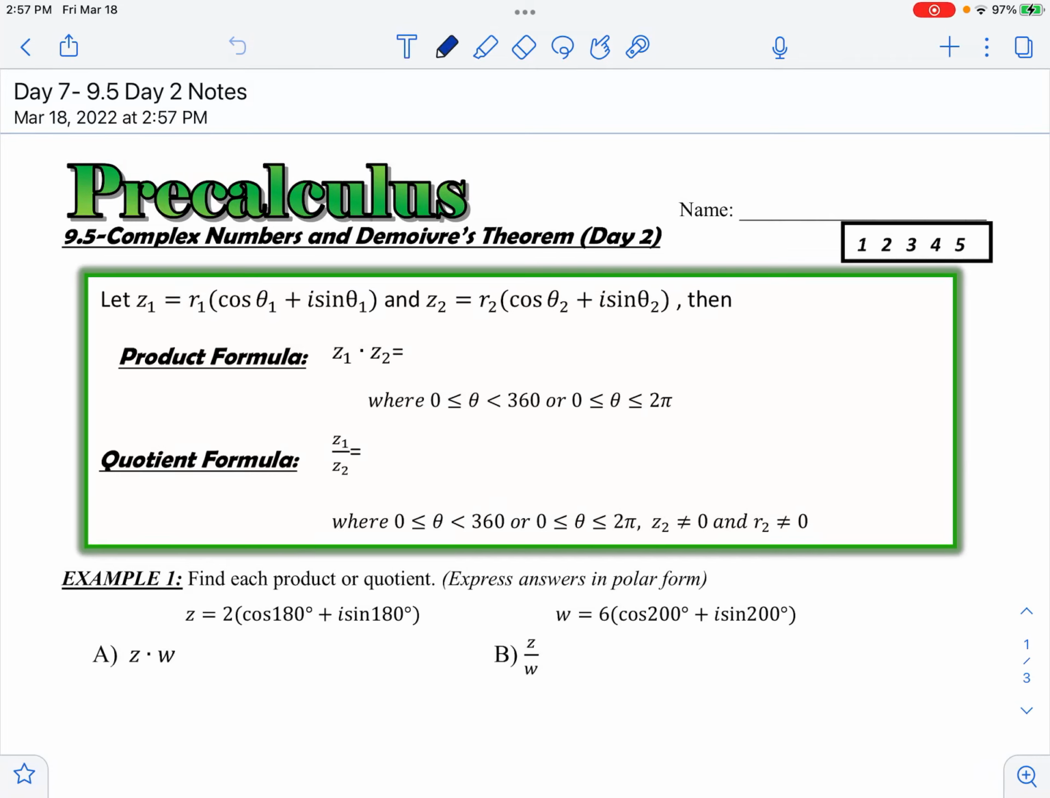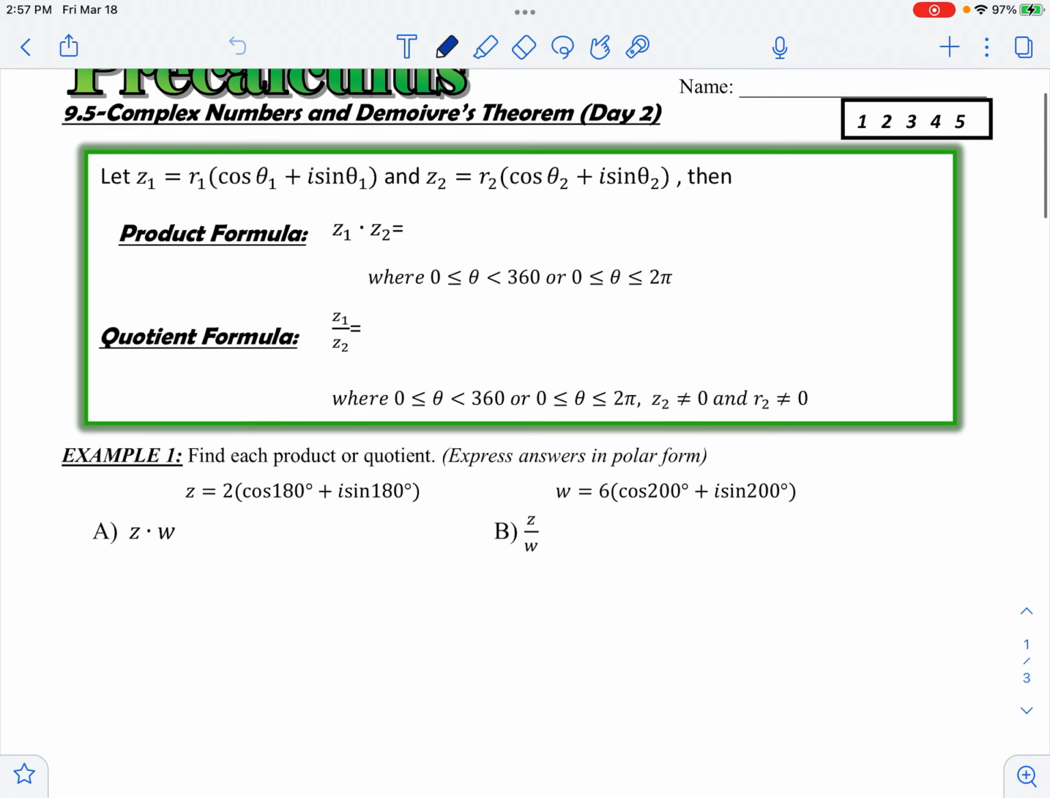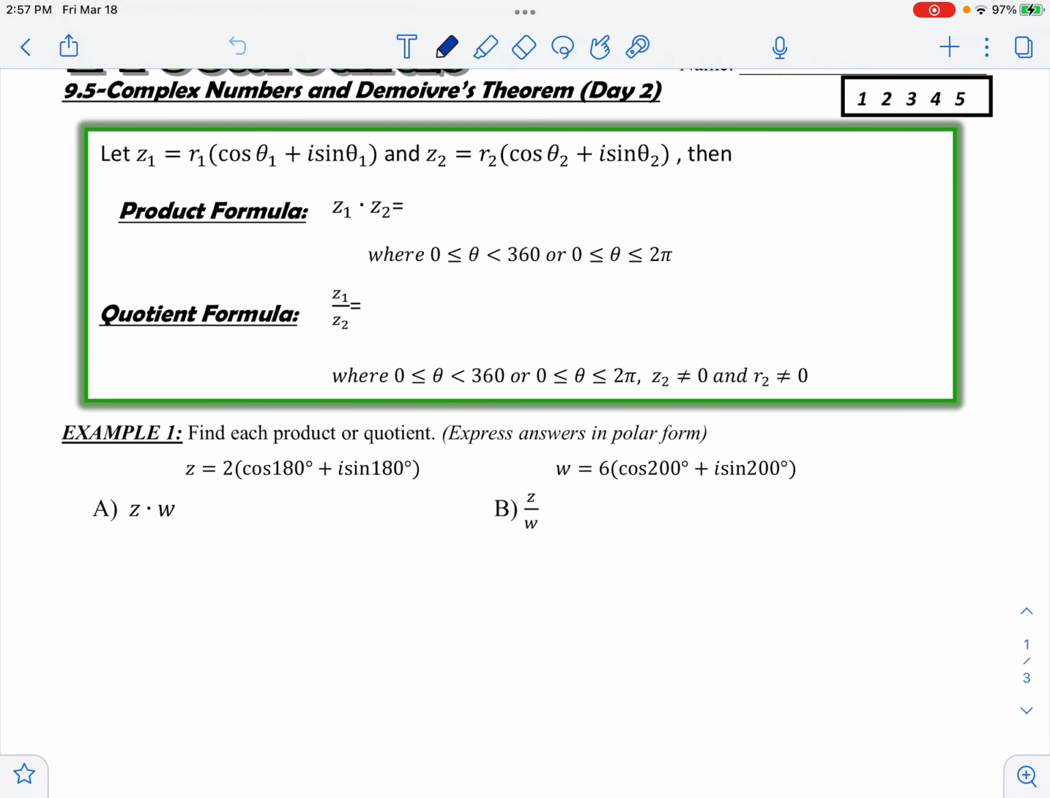All right, so this is 9.5 day 2, which is complex numbers and De Moivre's theorem. So first what we're going to talk about is the product formula and the quotient formula. So this is multiplying two polar complex numbers and dividing two polar complex numbers.